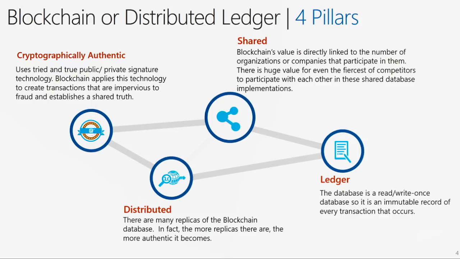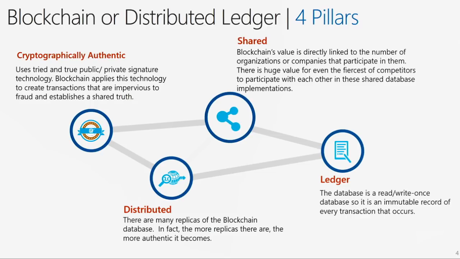It has these four basic pillars. And this is generalized. Different implementations will have different nuances. But the first is it uses standard off-the-shelf cryptography to create authentic transactions. So it's what we call cryptographically authentic. Using things like digital signatures and encryption, we can do things with tried and true standard encryption techniques to make sure we create authentic transactions that everyone can agree on. So that's sort of the first phase.